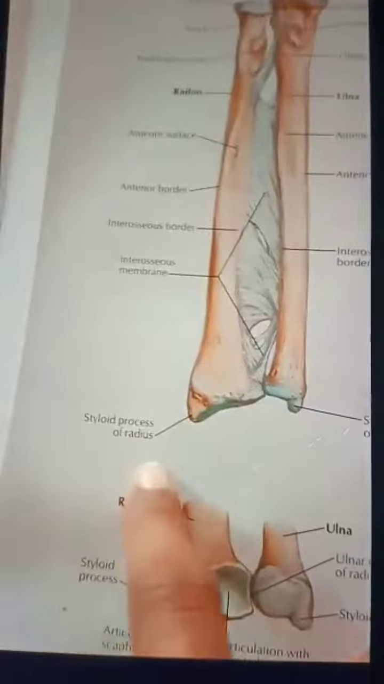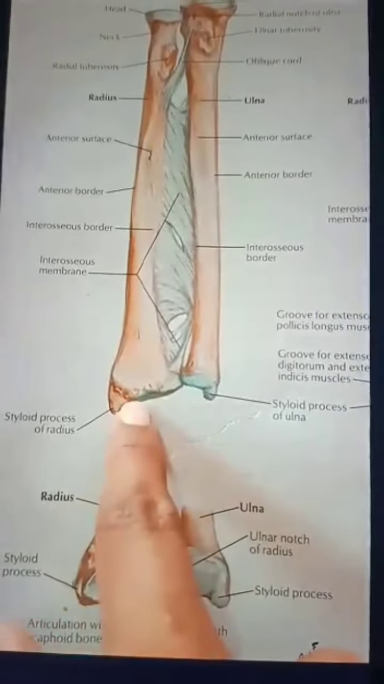And next we have one more important structure, Lister's tubercle, on the lower end of the radius. So Lister's tubercle is present on the lower end of the radius bone. So this is the radius. So this lower end has a Lister's tubercle.